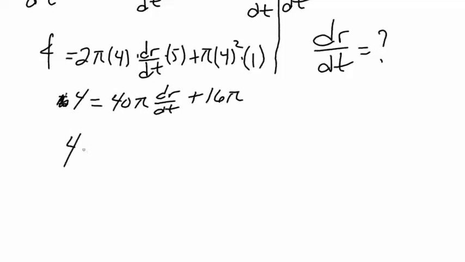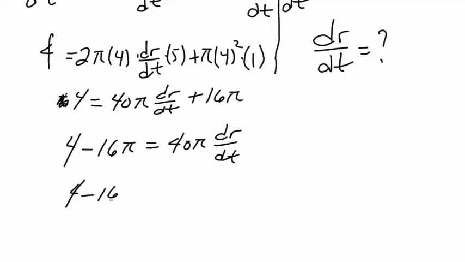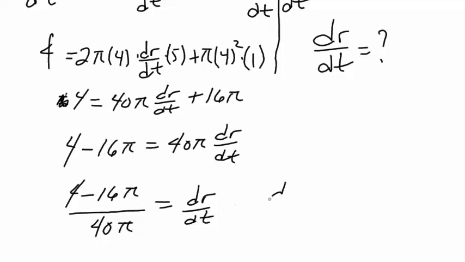So we have 4 minus 16 pi is equal to 40 pi times dr over dt. One more time. 4 minus 16 pi. Where'd 16 pi come from? Right there, okay. And that's all over 40 pi. And that's equal to dr over dt. So dr over dt. Now, I'm going to put two little wavy lines, and what this means is approximation.